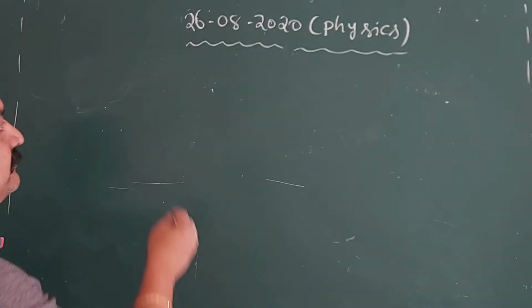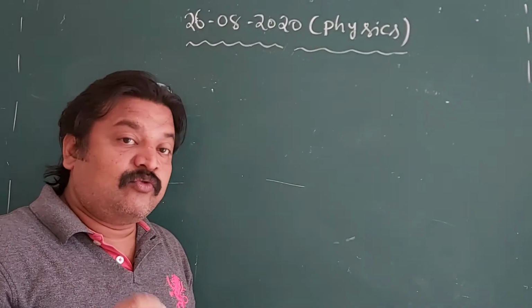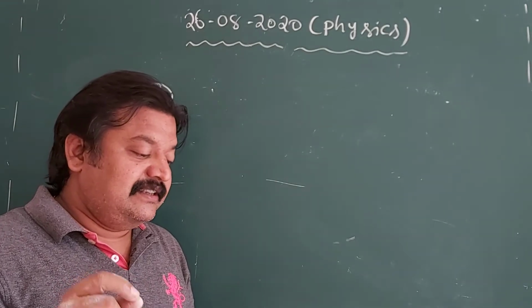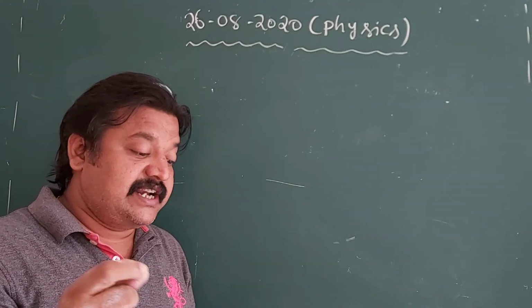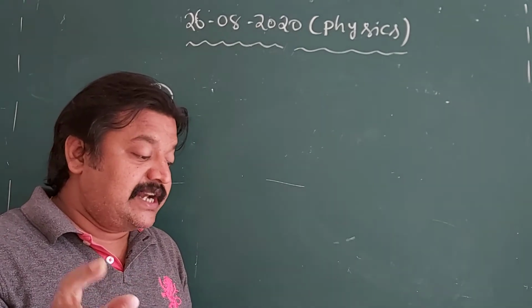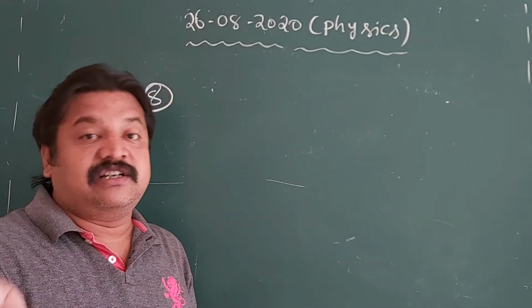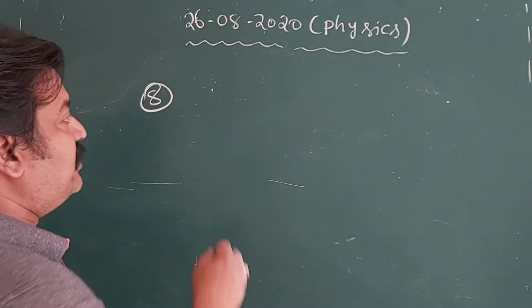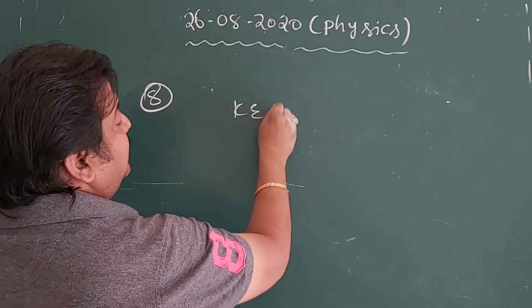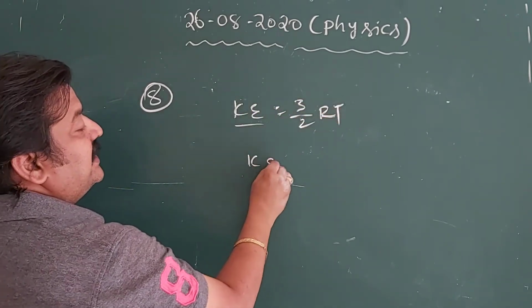Problem number 8. At what temperature does the average translational kinetic energy of a molecule in a gas become equal to the kinetic energy of an electron accelerated from rest through a potential difference of 1 volt? Whenever they have given KE, it is equal to 3 by 2 RT, but kinetic energy you can also relate as KE equal to Vq.